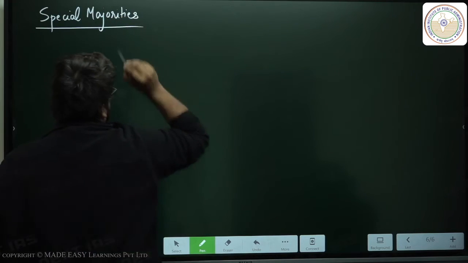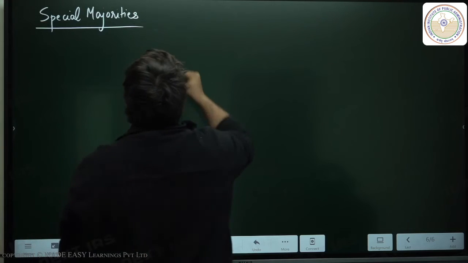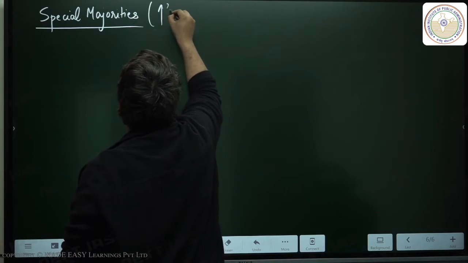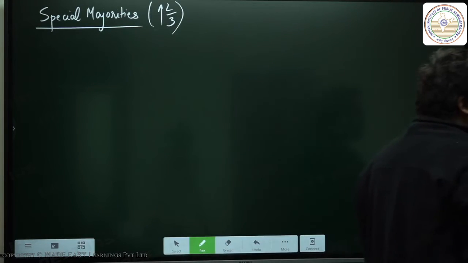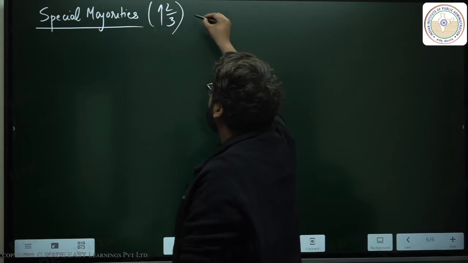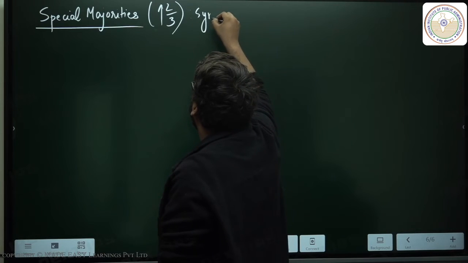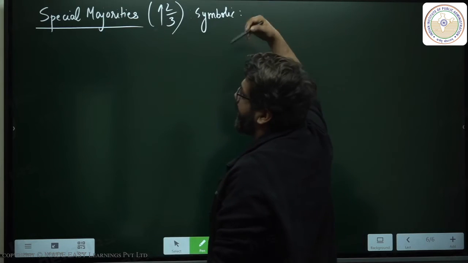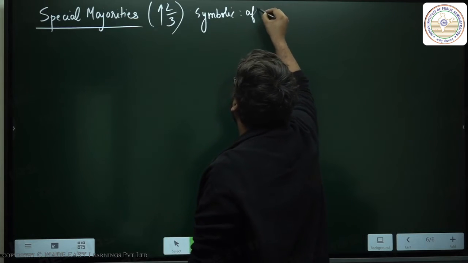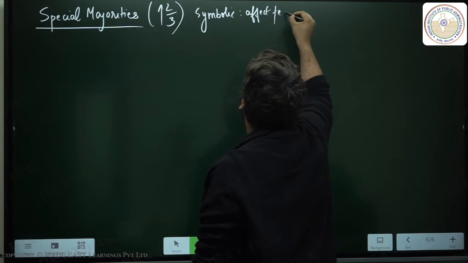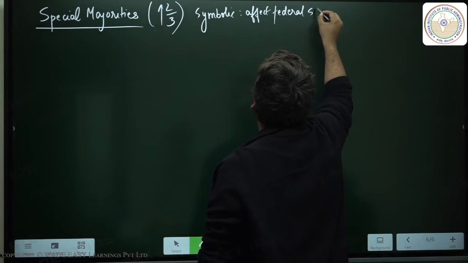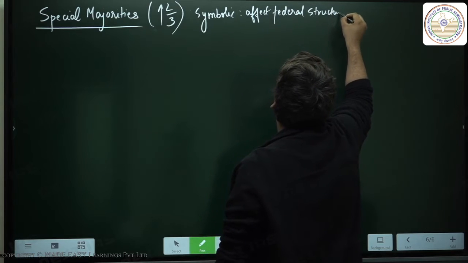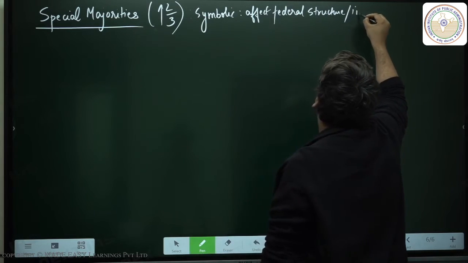Now in special majorities, if you understand this carefully, the basic difference is that of the fraction, 2/3. Now the first question is, why is there a fractional difference? Why are we looking at more than 2/3? It's because this is symbolic. We are using a higher fraction because directly or indirectly it is going to affect the federal structure or institutions or functionaries of the country.